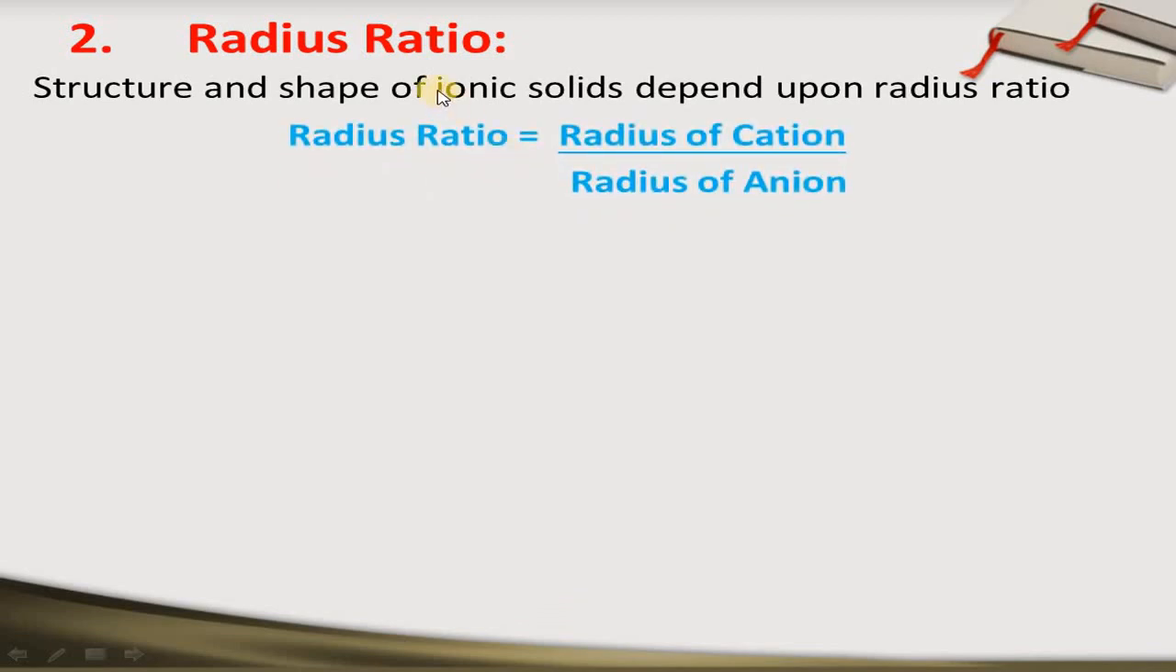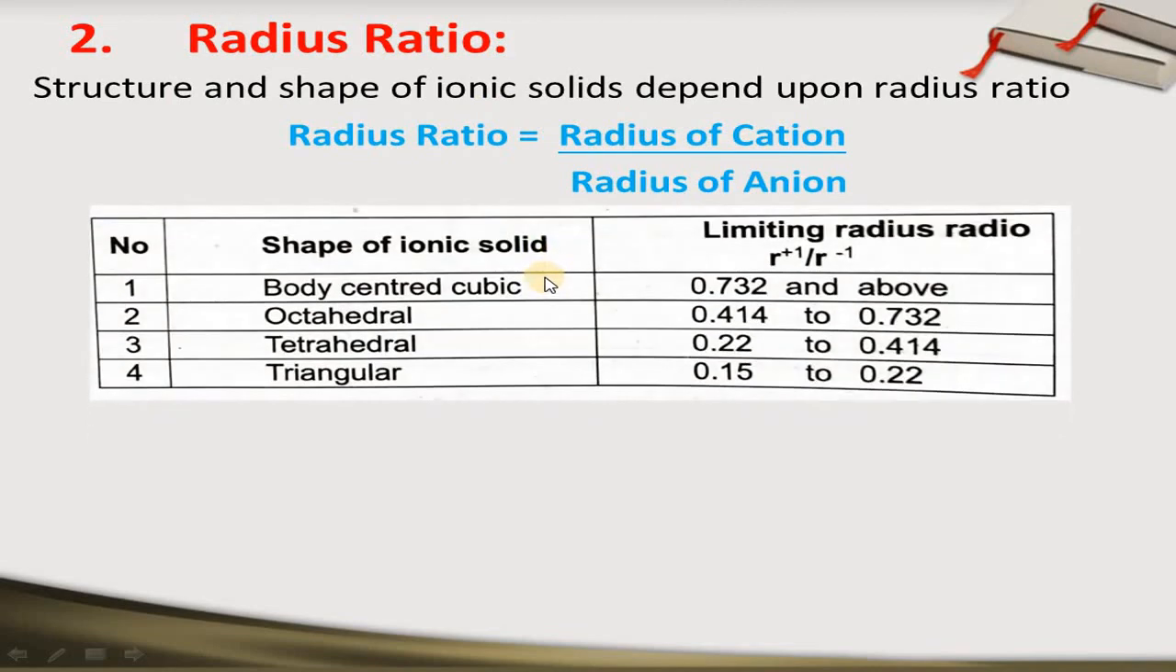We can calculate the radius ratio by using this formula. Radius ratio is equal to the radius of cation divided by the radius of anion. So by determining the radius ratio, we can determine the structure and shape of ionic solids. Let's have a look at this table given in your book: depending upon the different radius ratios, you can locate the different shapes of ionic solids.